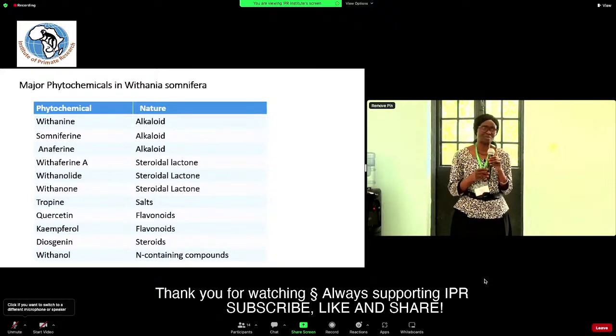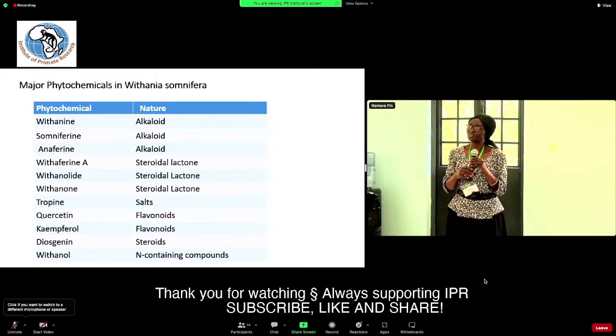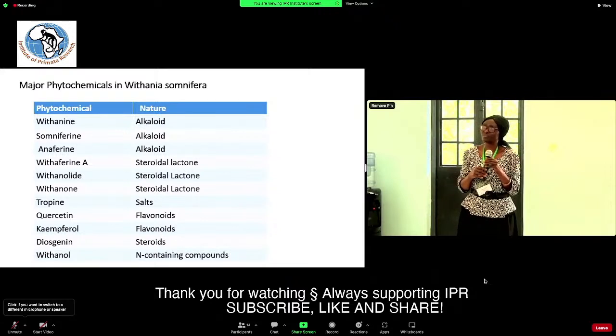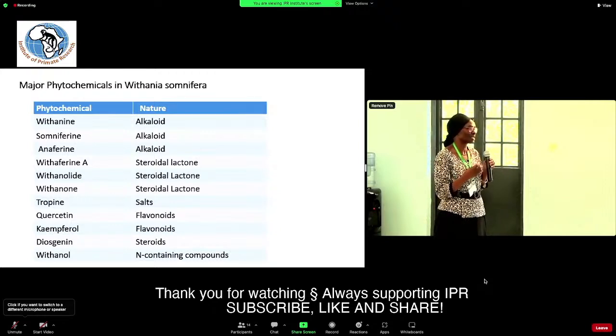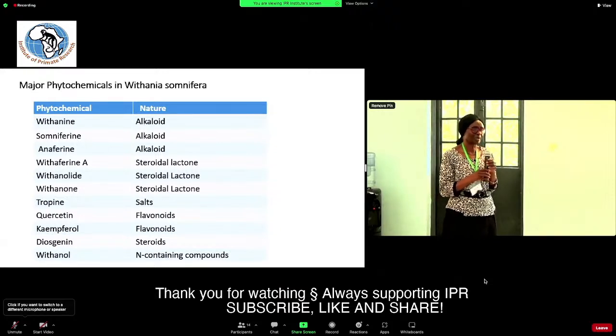Next. So I've just listed this because it was not there. Maybe the other one was not very clear, but you can see the phytochemicals and their nature. You have alkaloids, steroidal lactones, so you have withaferin, withanolides, tropine, quercetin, diosgenin, and withanol. All these compounds, plus others which are not listed. This plant is one of the richest plants, containing a repertoire of active principles that are actively being studied now for purposes of drug discovery and applications in Parkinson's disease.